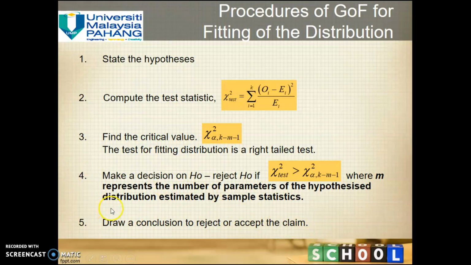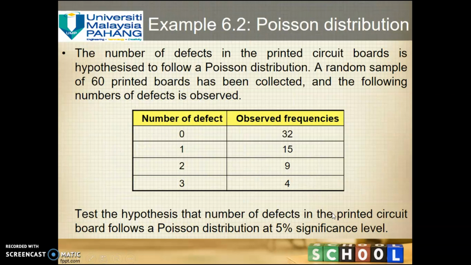So step 5 here, you just write which statement you support, whether the statement that mentions it follows the distribution, your H0, or you support the H1. You just write it here. Okay, for step 5. This is the example for the Poisson distribution.